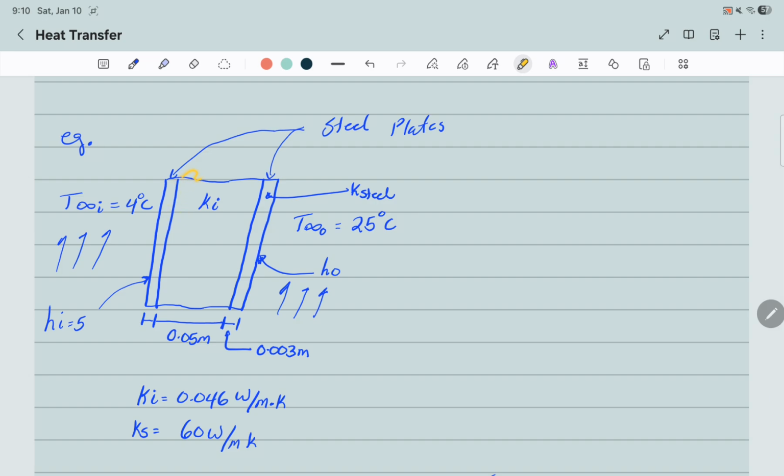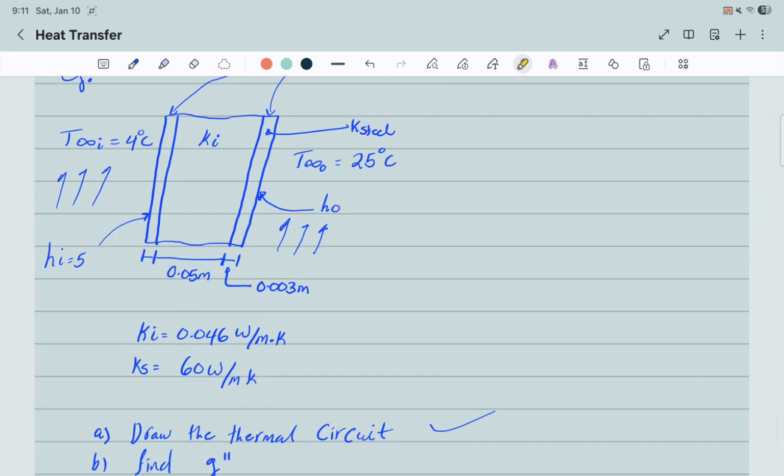There are two insulating materials here. One is the steel plates on the ends of the door, and in between these steel plates is an insulating material. Now, let's go ahead and start drawing this thermal circuit.